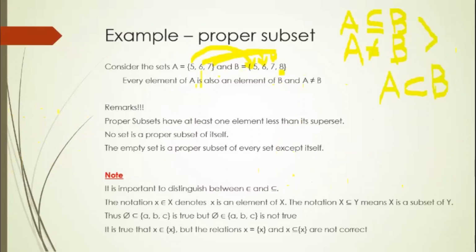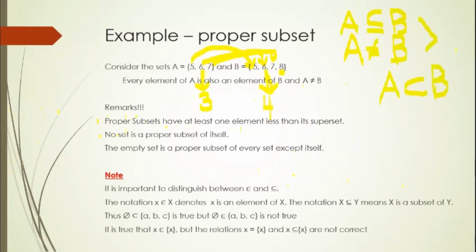If you're going to determine the cardinality, or the number of elements we have in this set, this would be equal to 3. If you are going to determine the cardinality of the elements in set B, that would be equal to 4. Let us read the remarks. Proper subsets have at least one element less than its superset. So 3 is less than 4. Okay, so remember that our B here is our superset.